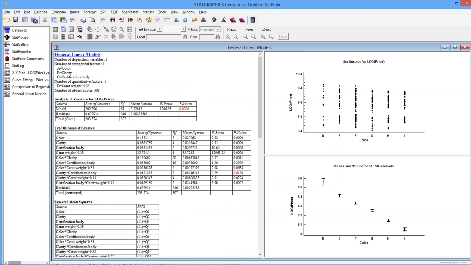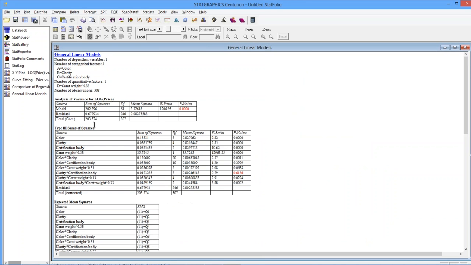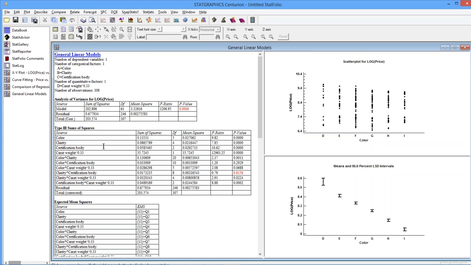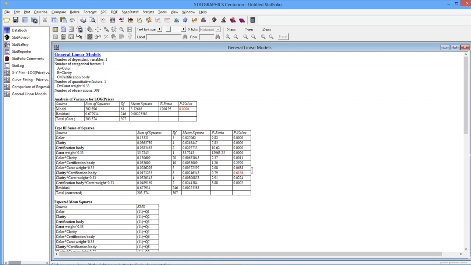It has now fit a multiple regression model involving both the quantitative factor carat weight and the three categorical factors. If you look right in here, you can see p-values associated with each of the factors and each of the interactions. It turns out that there are certain terms that are not statistically significant. Look at this p-value right here, 0.6156. That's clarity times certification body.